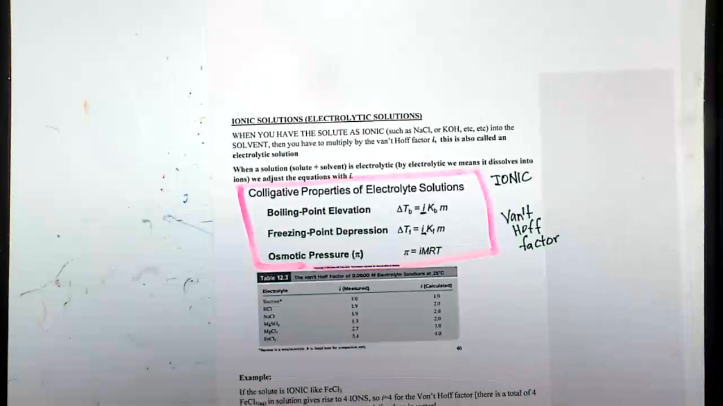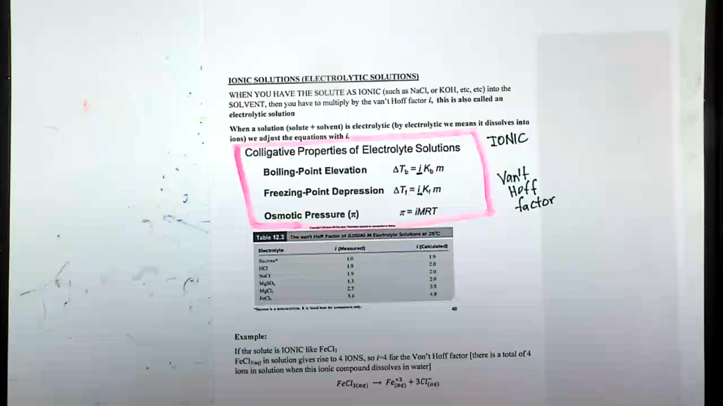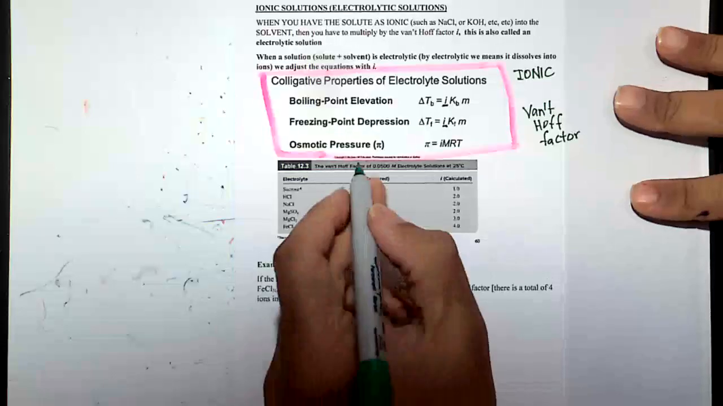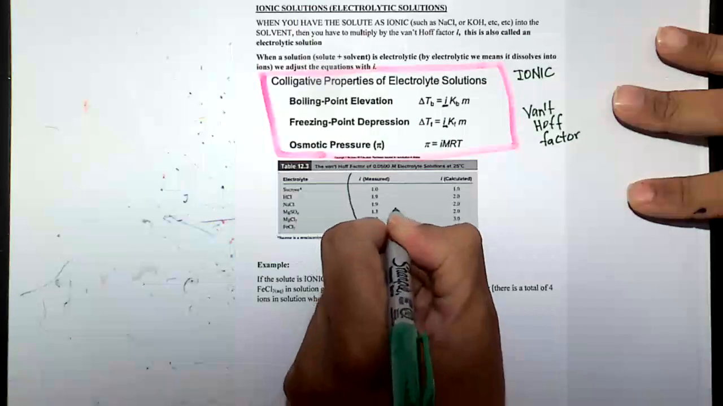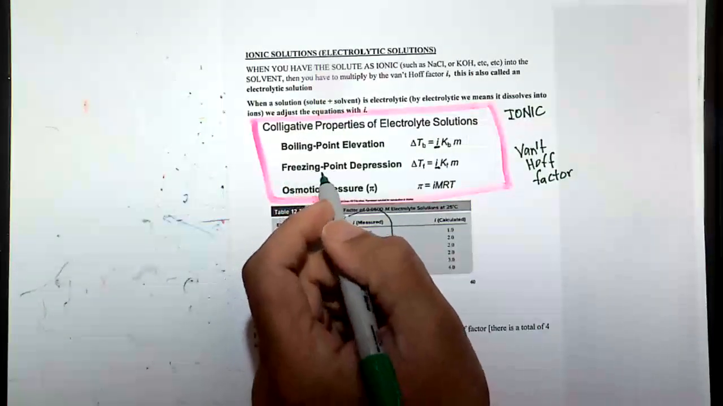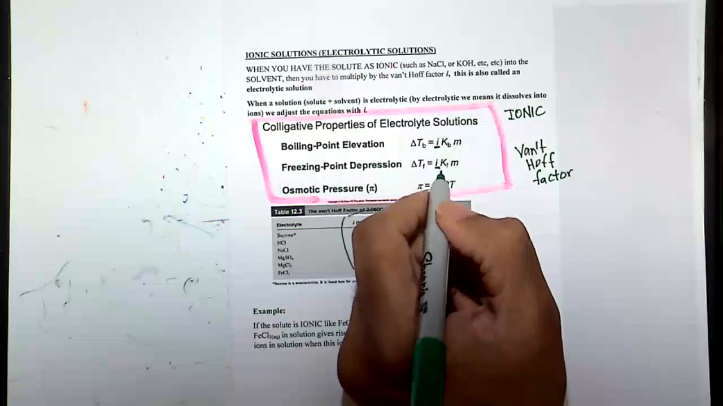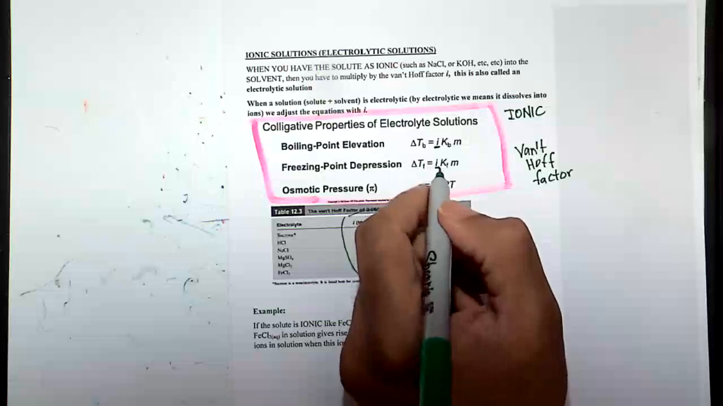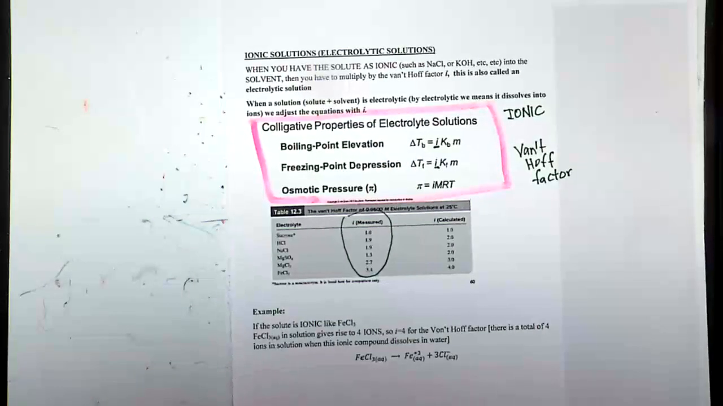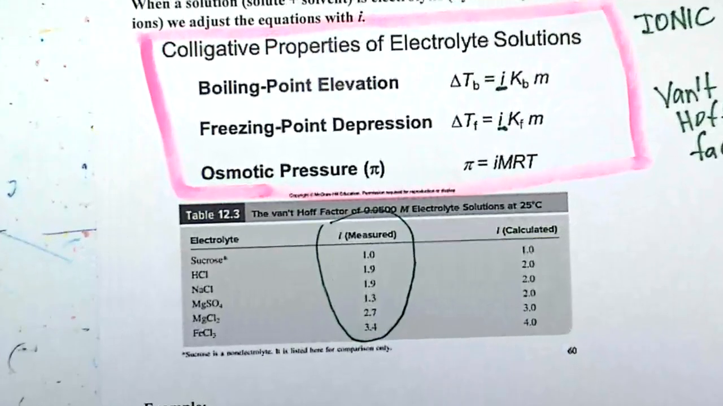The ions provide some activity as a solute. If your solute is ionic, the ions have an activity or conduction, and you have to multiply by this factor. Your boiling point gets affected by the ions, your freezing point gets affected by the ions, and your osmotic pressure gets affected by the ions in solution. Usually it is the number of ions that forms your i.